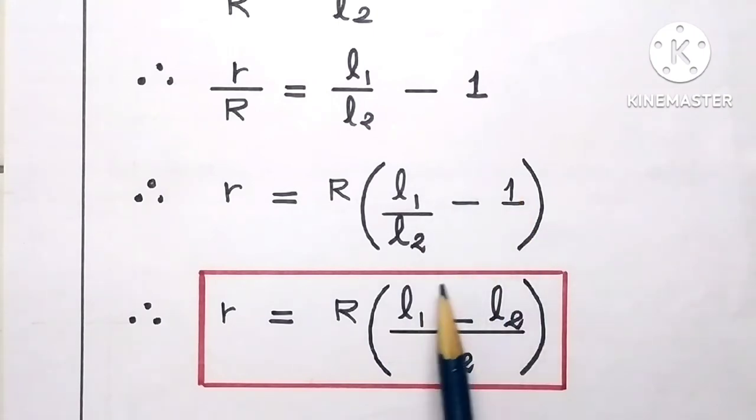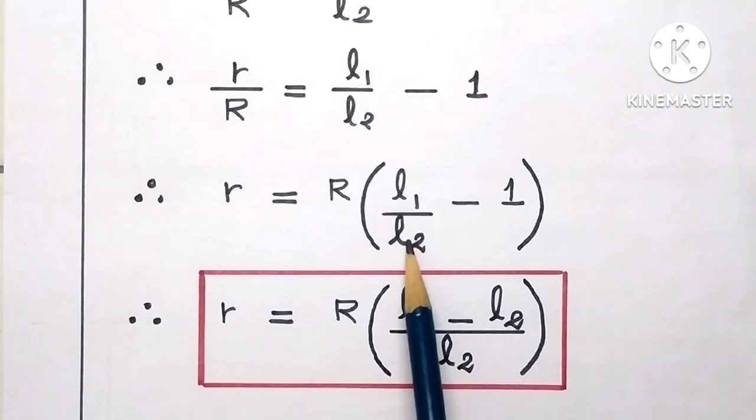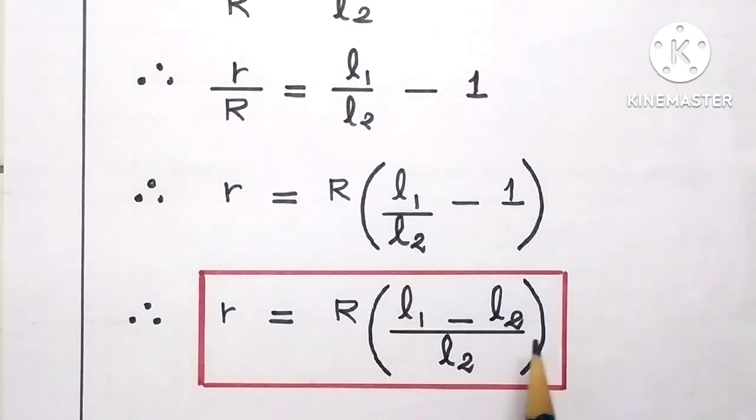Now let us take the LCM over here. So we get L1 minus, multiply this 1 with L2. Then we write L2 as common. So small r is equal to capital R into L1 minus L2 by L2. So by using this expression, we can easily find the internal resistance of a cell. So this is the final expression for finding the internal resistance of a cell using a potentiometer.